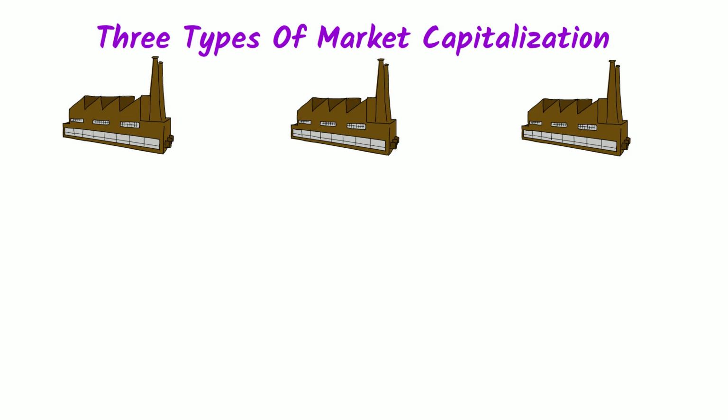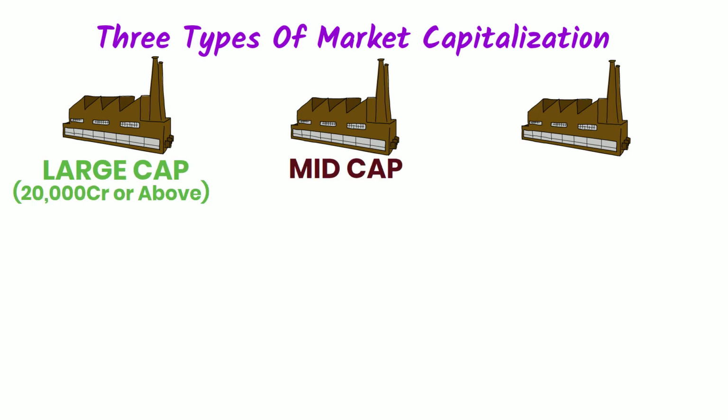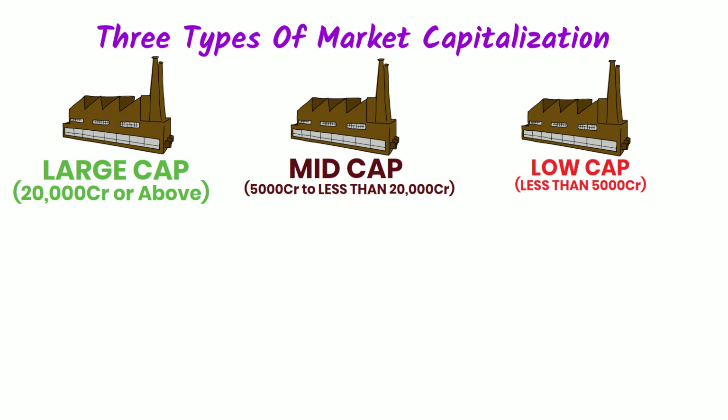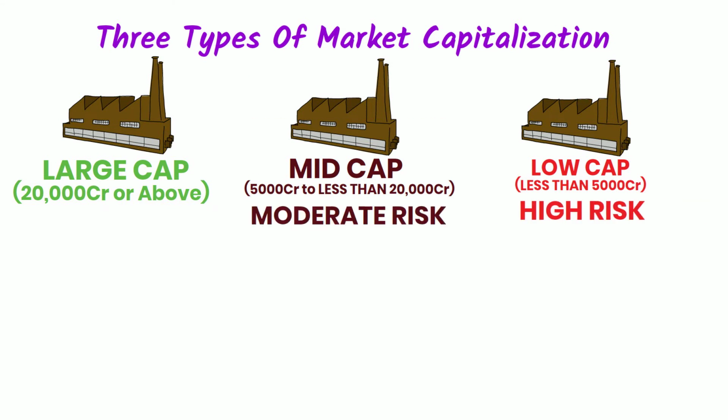Companies can be categorized into three types based on market capitalization: large cap, 20,000 crore or above; mid cap, 5,000 crore to less than 20,000 crore; low cap, less than 5,000 crore. Low cap companies are more risky, mid cap companies are moderately risky, and large cap companies are less risky.